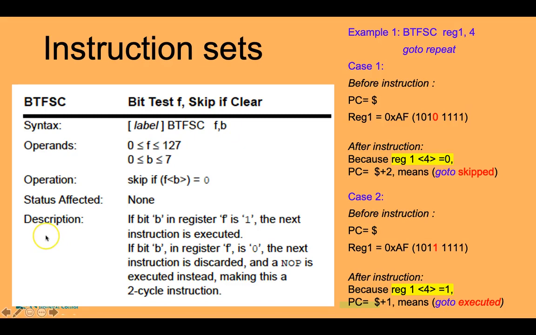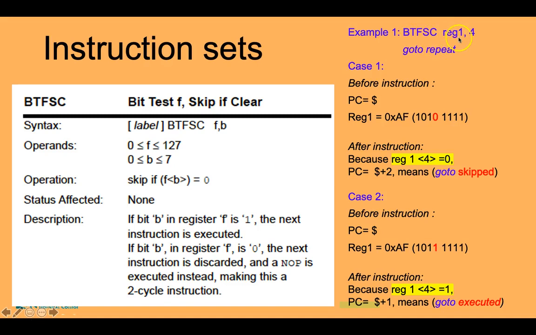So let's read the description here. If bit B in register F is 1, the next instruction is executed. If bit B in register F is 0, the next instruction is discarded and a NOP is executed instead, making this a 2-cycle instruction. This is the same thing I said before, and in this, no status is affected. So let's see an example.